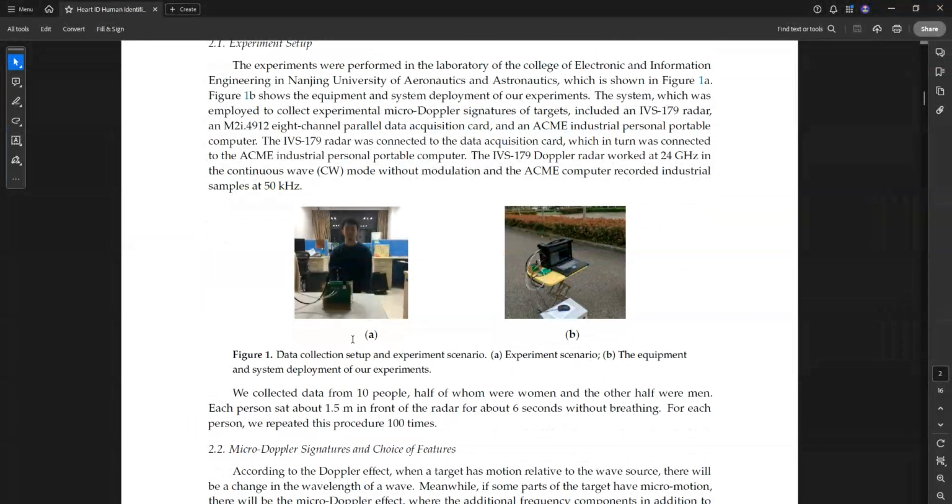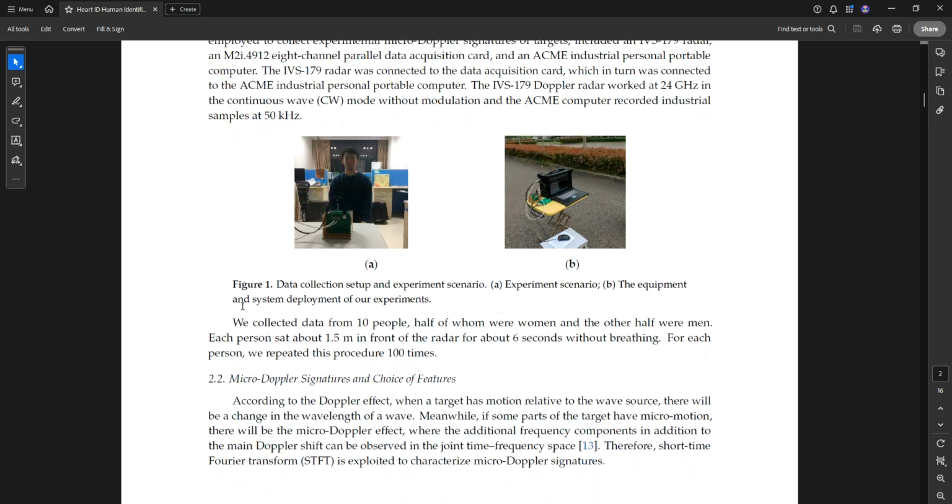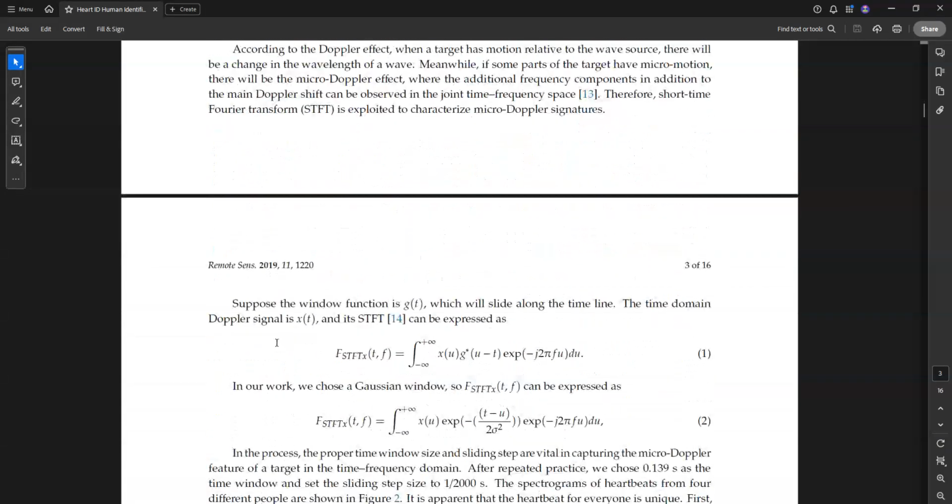And they describe now the experimental setup. The person is sitting in front of the radar. The radar is 24 gigahertz CW mode without any modulation, and the sample rate is 50 kilohertz. And here you can see the station that they brought up, and this person is actually holding his breath for 6 seconds, and they repeat this type of experiment 100 times for each person. It's 1.5 meters away from the radar.